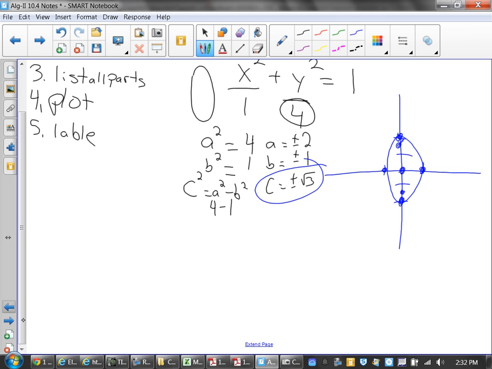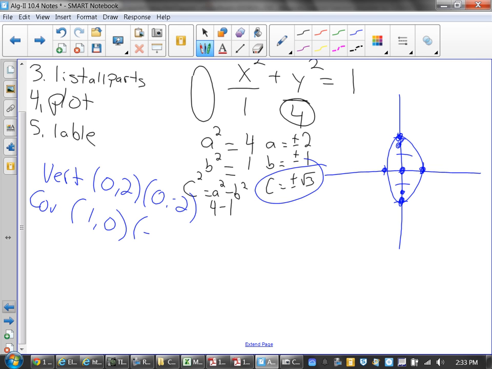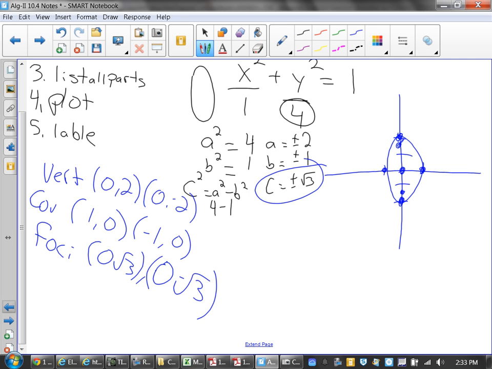So now you've got enough information to list out your stuff. Your vertex was at 0, 2 and 0, negative 2. Your co-vertex, 1, 0 and negative 1, 0. And then your foci. I'm going to throw them through like that.